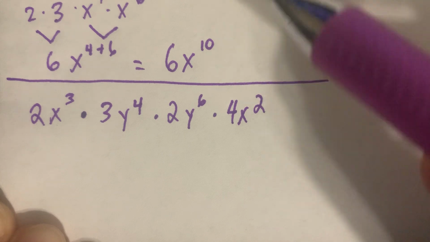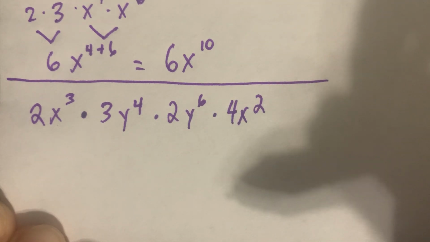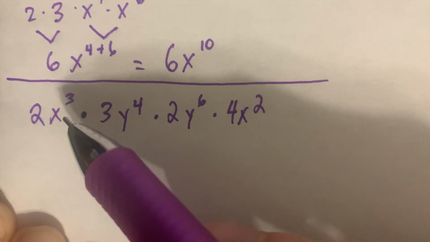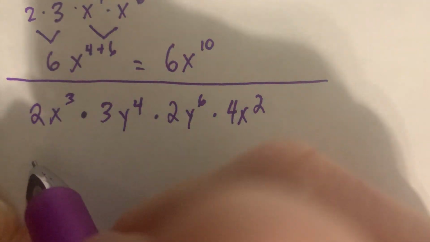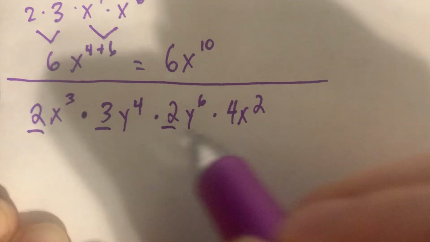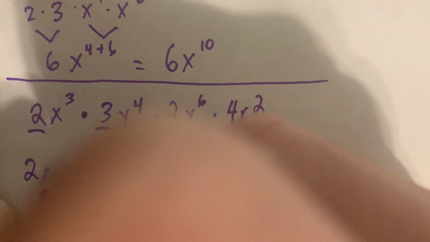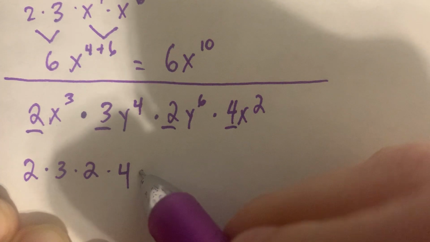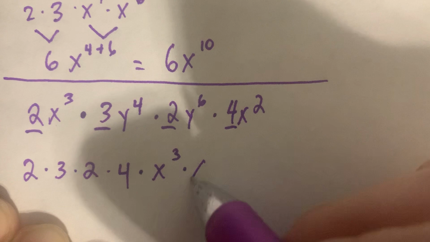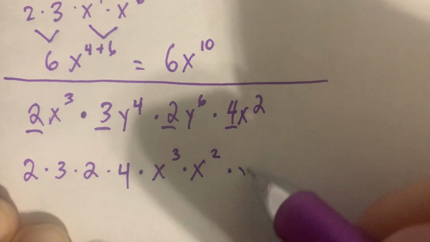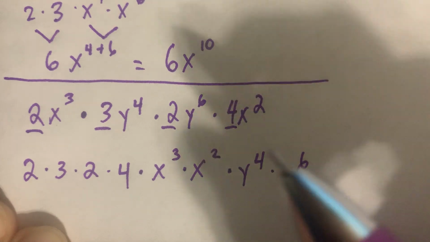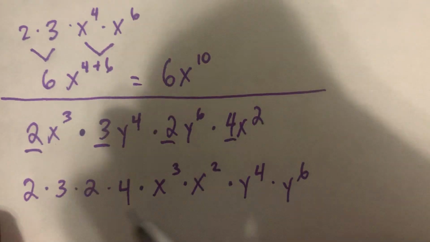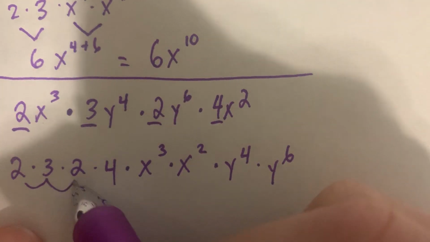So here, we're going to do the same thing we did up here. Let's go ahead and rearrange all of the numbers so that the numbers are next to each other, the x's are next to each other, and then the y's are next to each other. So I'm going to put all these numbers next to each other. So 2 times 3 times 2 times 4. Now let's write all the x's next to each other. So x to the third times x to the second, and then y to the fourth times y to the sixth. So I used every single one of these numbers up here. I just rearranged them. So now I can multiply all of these together.